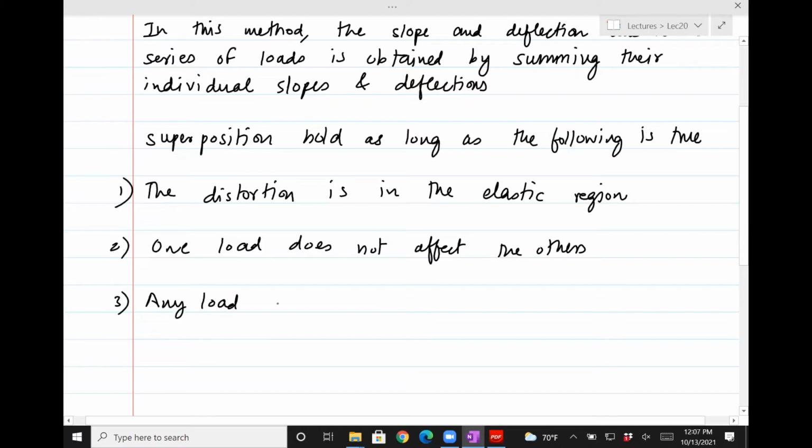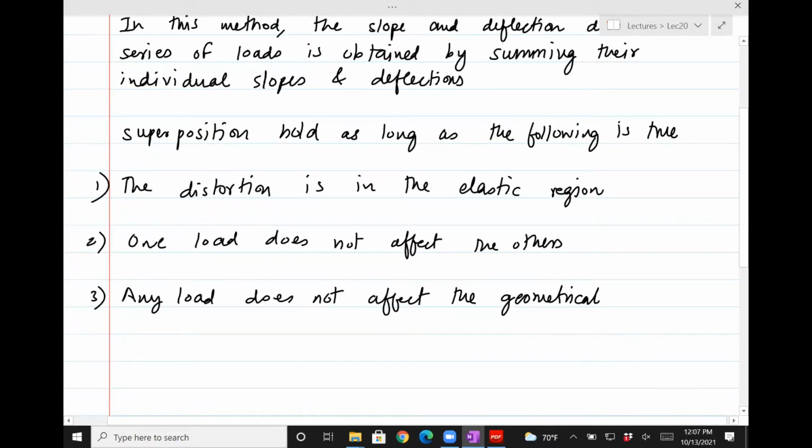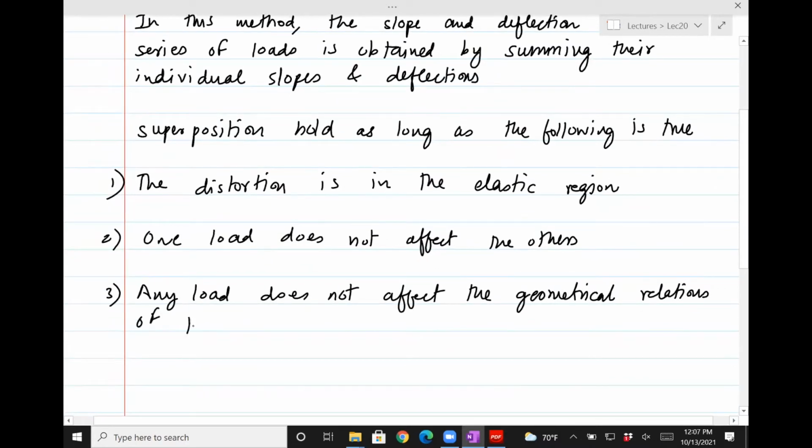any load does not affect the geometrical relations of parts of the structural system. Which means that the loads are such that it doesn't lead to something like some of the reactions changing in ways which changes the way these beams are deflected.